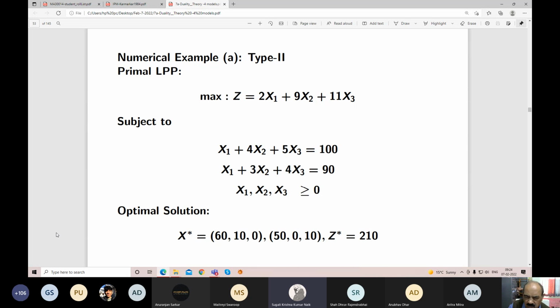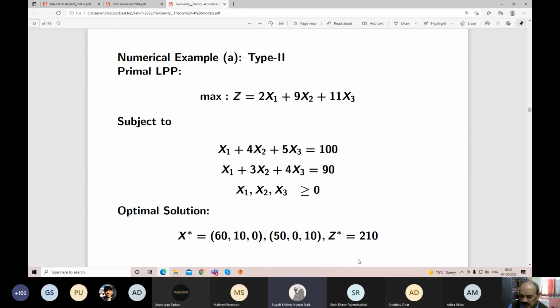The auxiliary function only for the dual is minimization type. Here, how many variables? 3 variables. How many constants? 2 constants. In the dual, there will be 2 variables. And how many constants will be there? 3 constants. And these 2 variables, since the constants are equal type, the dual variables are free.